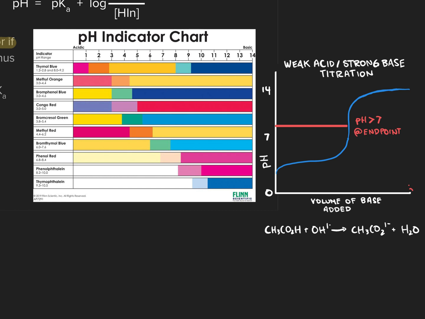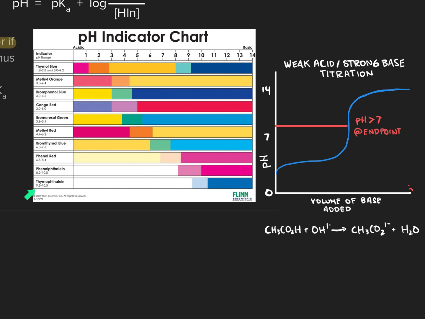And as such, recognizing again that our endpoint will occur in the basic range, we might choose then to select a different indicator to indicate the endpoint of this particular titration. If you have a look down here, an indicator like maybe thymolphthalein would be a good choice, where the color change takes place at a pH range between, say, 9.3 and 10.5.